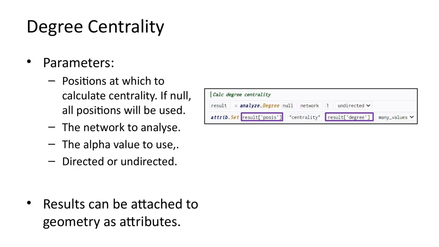The analyze.Degree function has four parameters. The first two parameters are the positions where to calculate centrality and the entities that define the network. If the positions are set to null, then centralities for all positions in the network will be calculated. The third parameter is the alpha value, which will be explained in the next slide. The fourth parameter allows you to set whether the network should be treated as directed or undirected. The results returned can be attached to the geometric entities as attribute data. In the example code, the degree centrality values are attached to the positions.